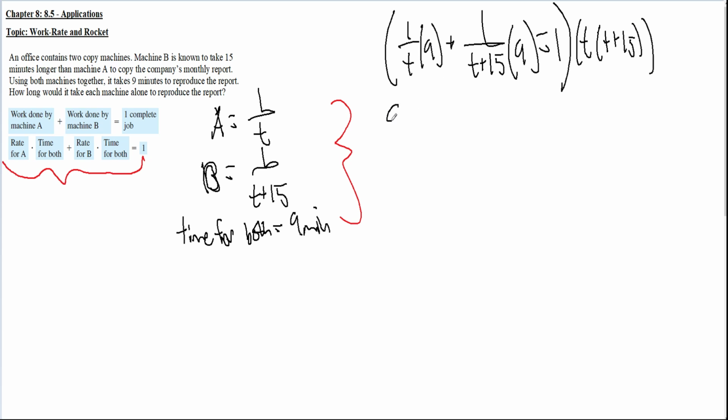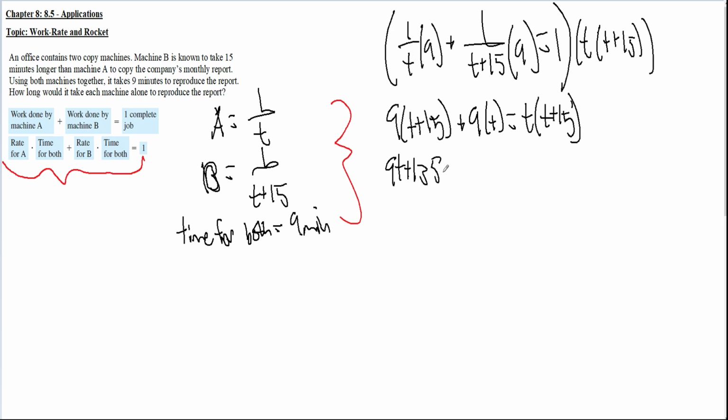And when we do that, we end up with 9 times t plus 15 plus 9 times t equal to t times t plus 15. And then we distribute everything to begin to simplify it. So we have 9t plus 135 plus 9t equal to t squared plus 15t. And then we combine like terms, so we have 18t plus 135 equal to t squared plus 15t.